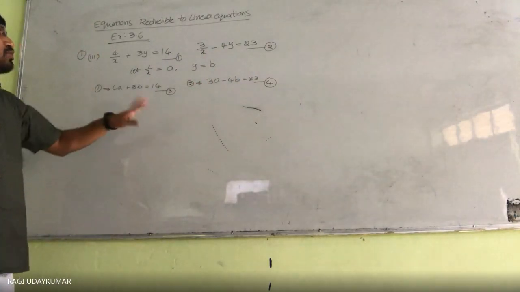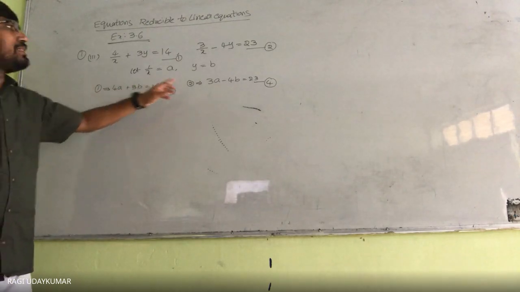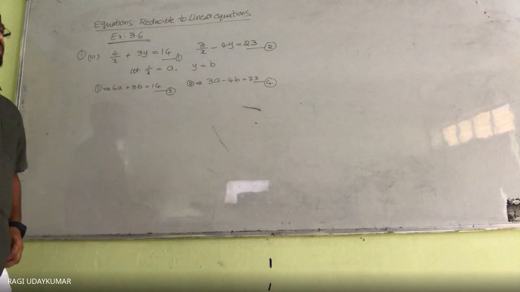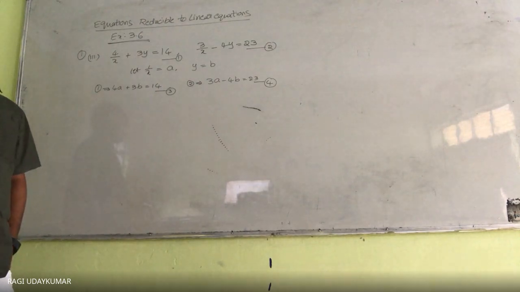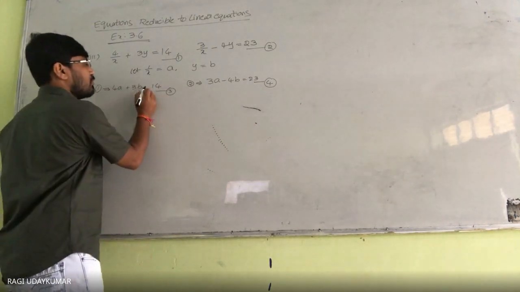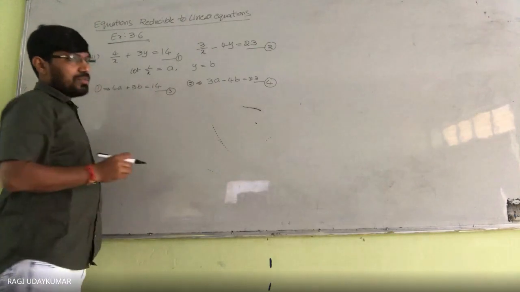Now we have to solve these two equations. 4a plus 3b is equal to 14, 3a minus 4b is equal to 23. So which method is suitable here? If you want, you can write this as 4a plus 3b minus 14 also.